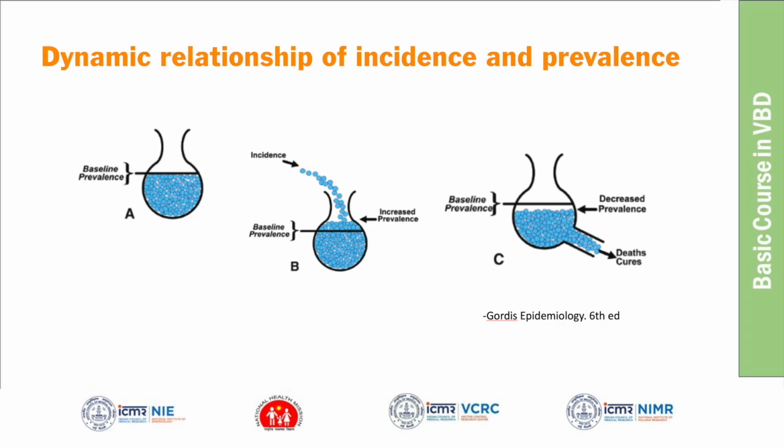Now, in a different scenario, what could happen is the individuals who were initially having disease at A might have died or may get cured of disease.